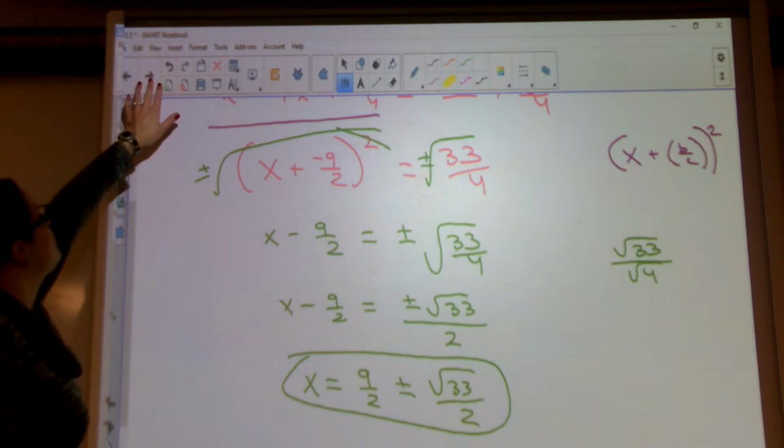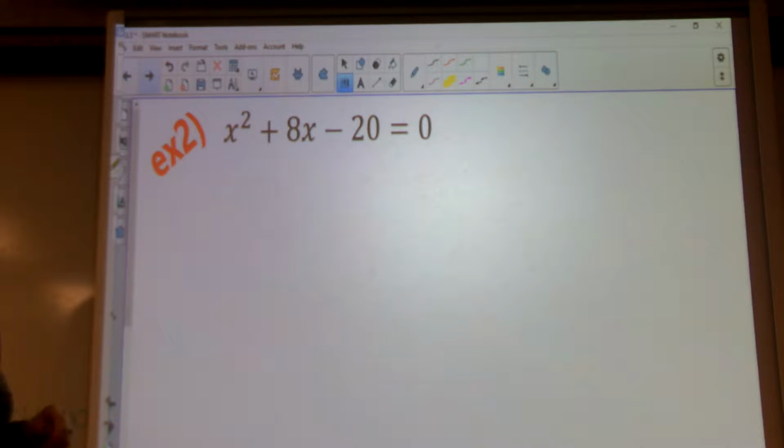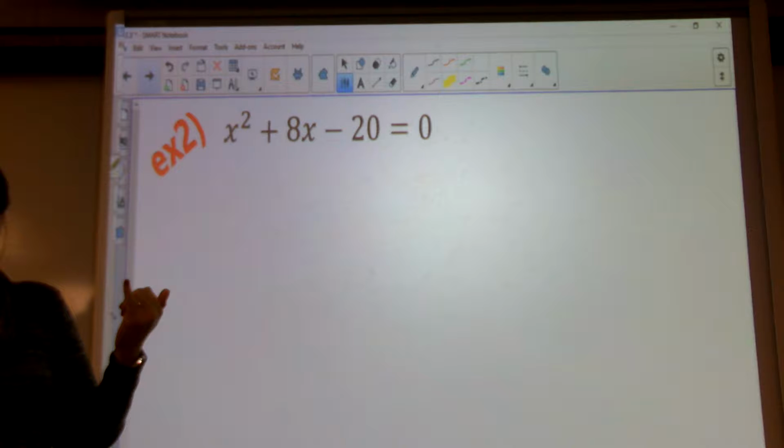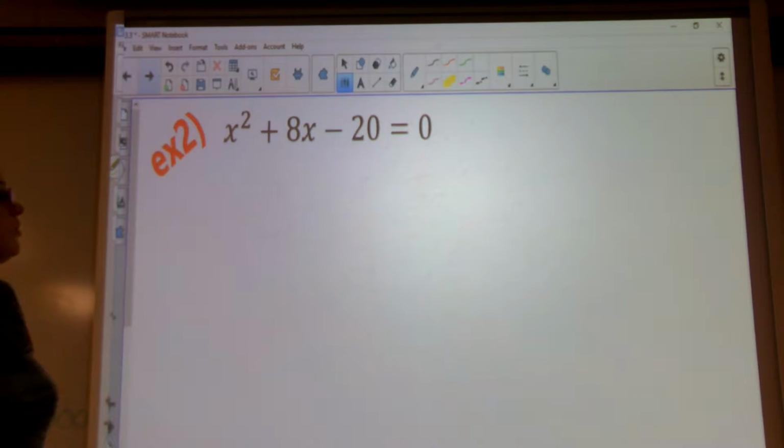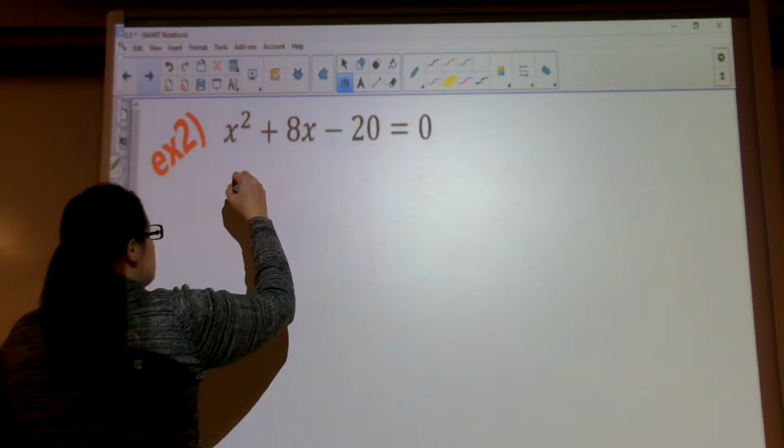Let's try another. This one's a good one to show you that factor's perfect. Okay, so first step, divide by a. A in this case is 1, so I don't need to do that. So let's take that constant over for step 2.